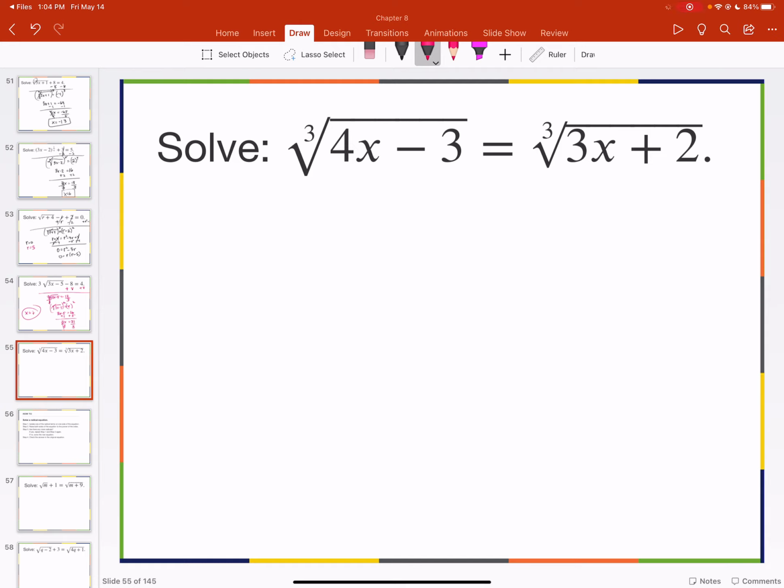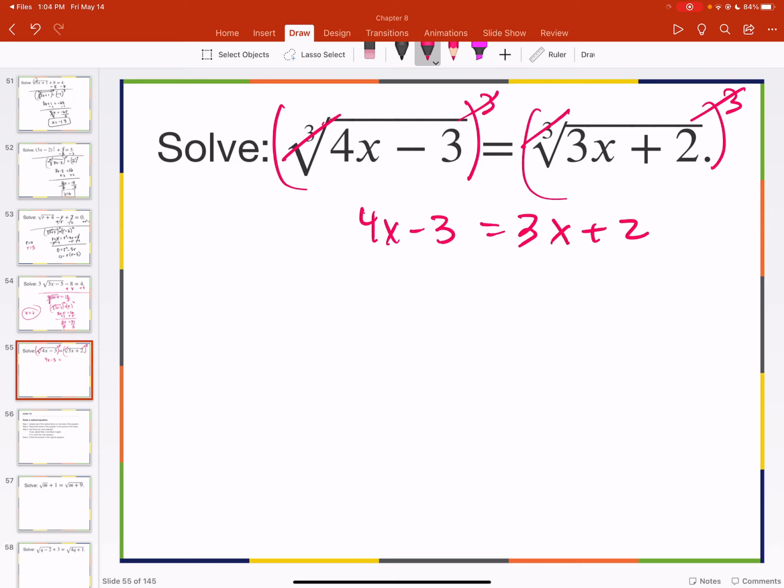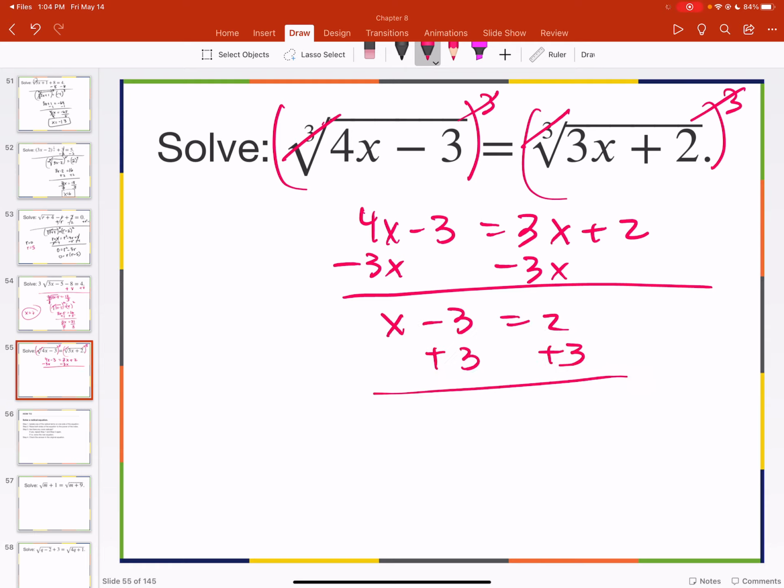This looks crazy, but both sides have a cube root, so we can just take the cube of both sides. And what happens is they cancel out. So you get 4x minus 3, and then you just have a simple algebraic equation. So subtract 3x from both sides. We get x minus 3 is equal to 2, plus 3, and x is equal to 5.